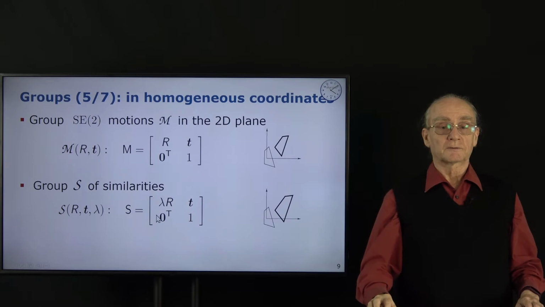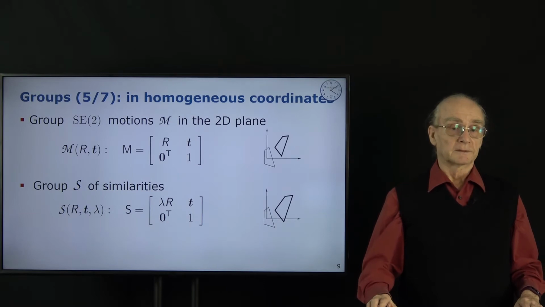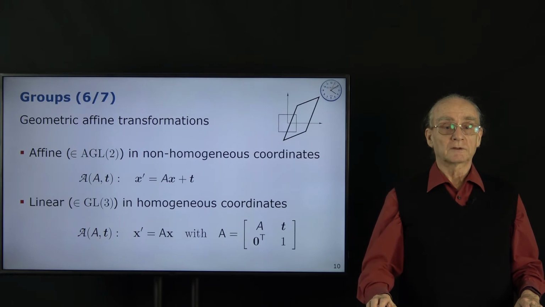Including the case that there is lambda minus 1. That means mirroring is included in this set, in this group. Now let's have a look at the affine transformations.